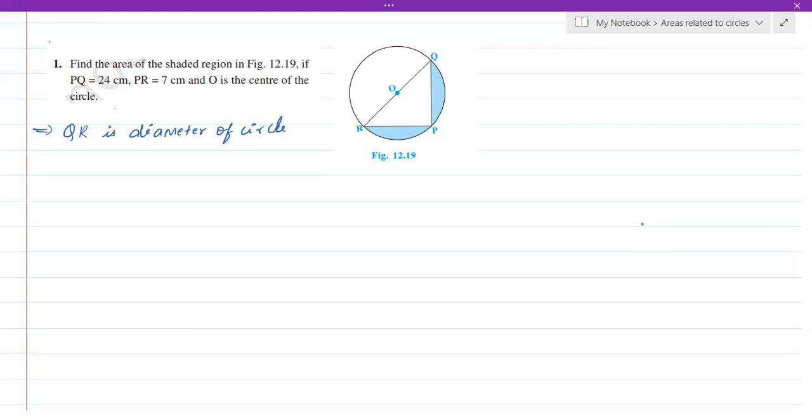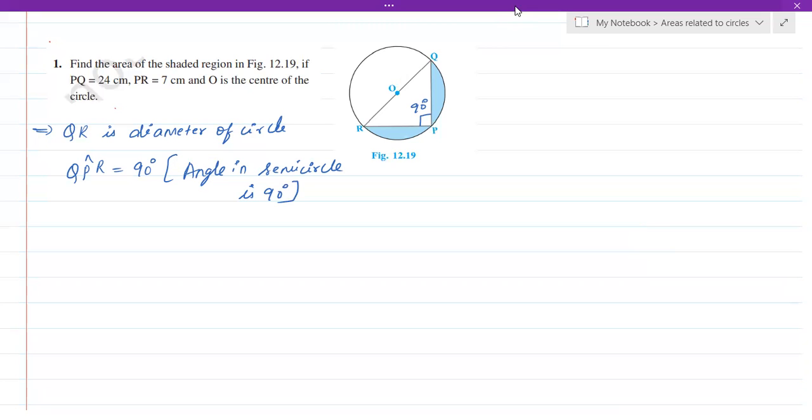Therefore, we have learned that angle in a semicircle is 90 degrees. So this angle will become 90 degrees because this part of the circle is what? Semicircle, isn't it? Because whenever you draw a diameter, we get a semicircle. Now angle QPR is equal to 90 degrees. The reason is because angle in a semicircle is 90 degrees.